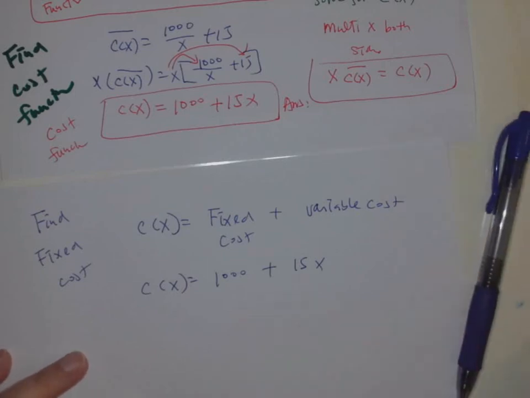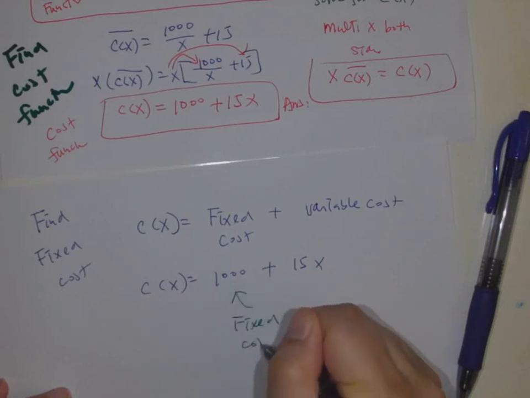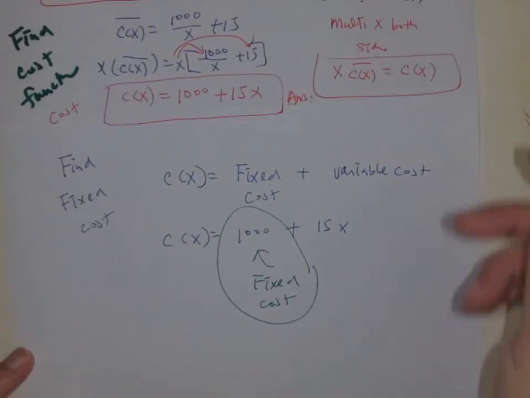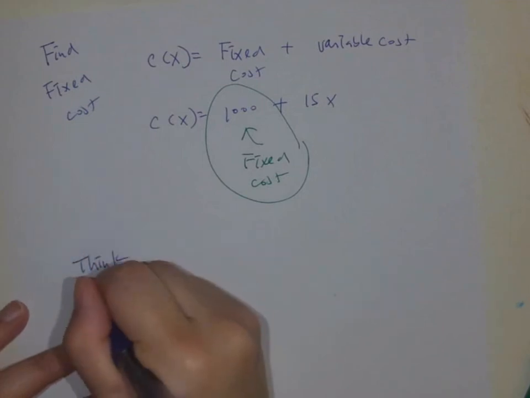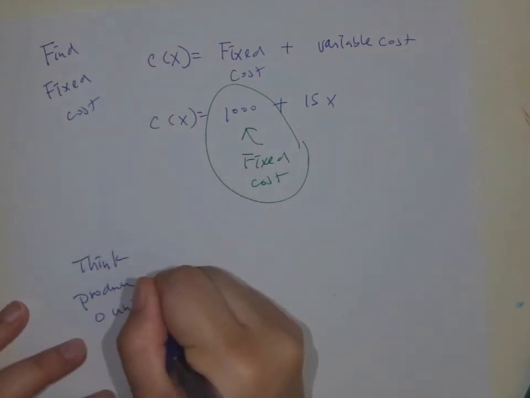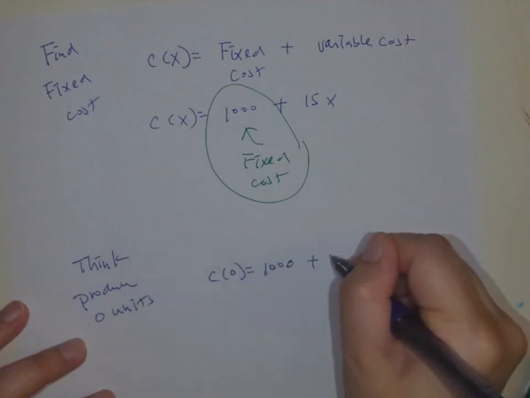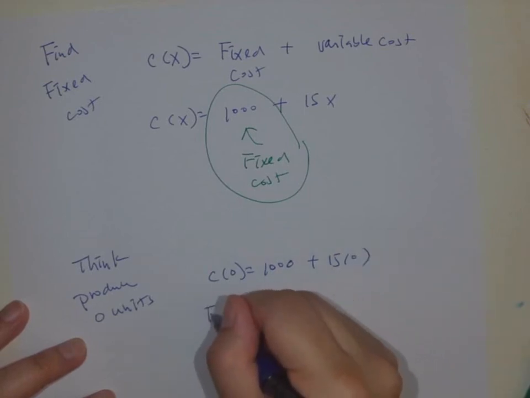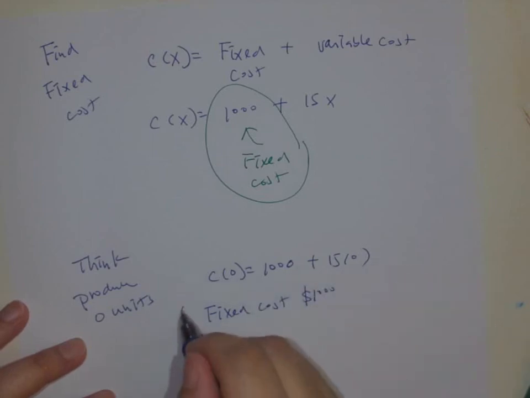Or you can think of it like this: if you produce zero units, what is the cost for that? Then c of 0 equals 1,000 plus 15 times 0, right? So the fixed cost is $1,000. So either way, you should reach this same answer.